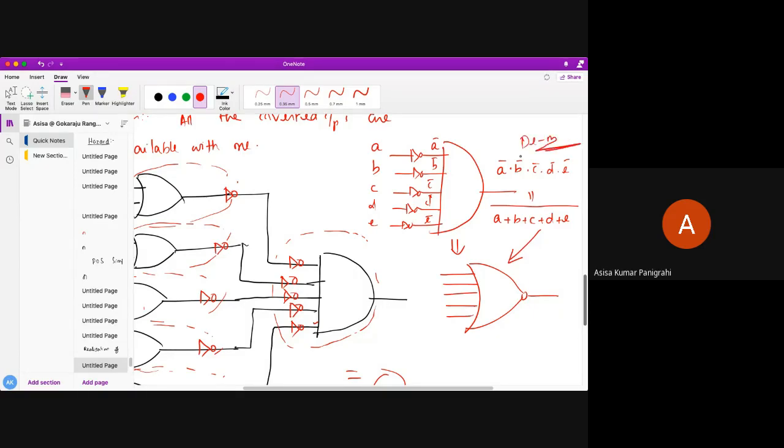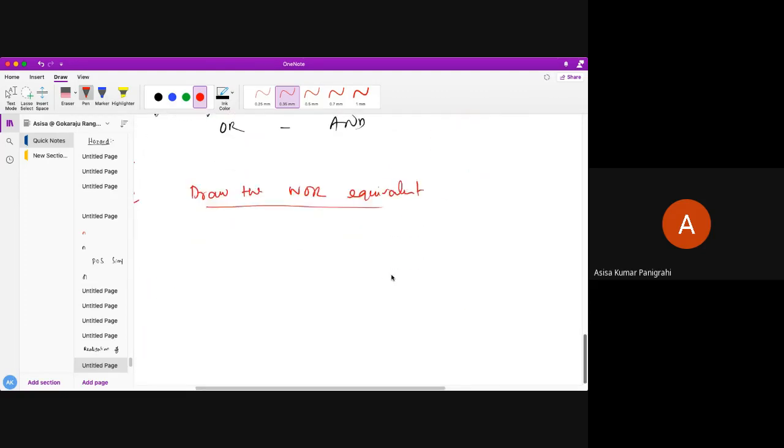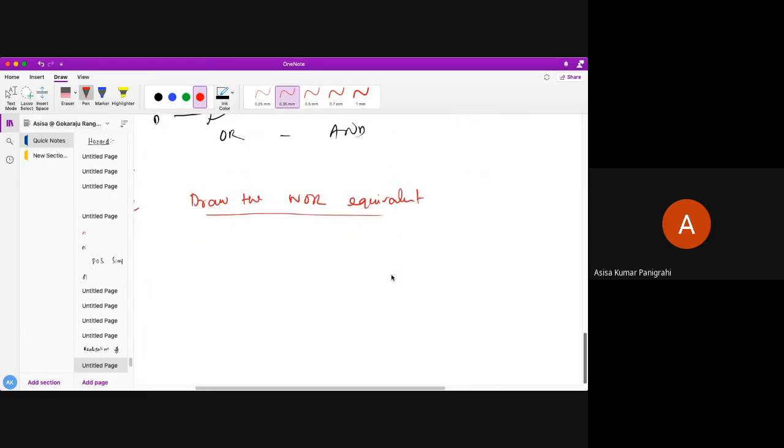According to De Morgan's theorem, this particular arrangement of inverted input AND gates will give me a 5 input NOR gate as well. So I can replace this particular configuration with a 5 input NOR gate like this. Okay, am I correct? So I am going to redraw the circuit here using all NOR gates.